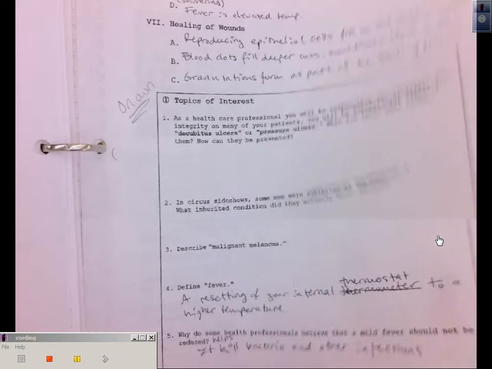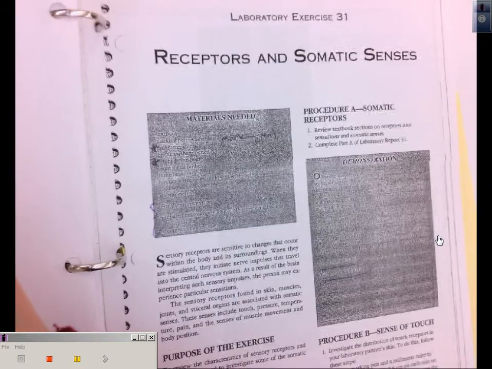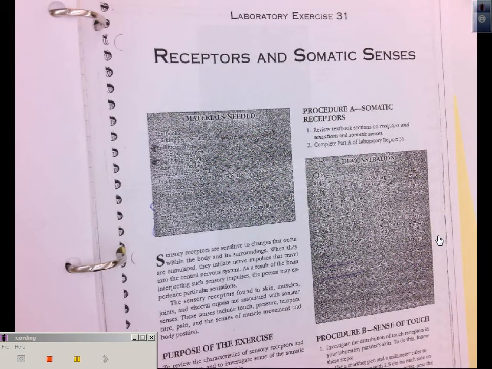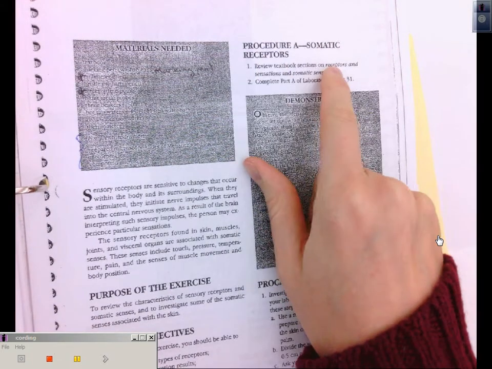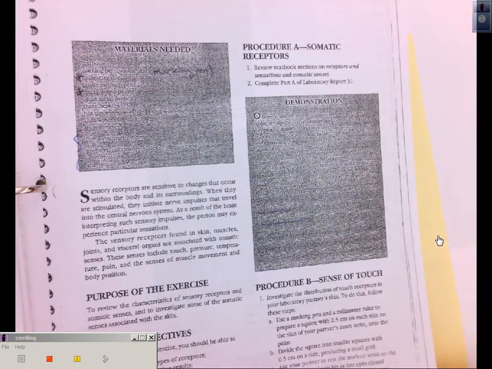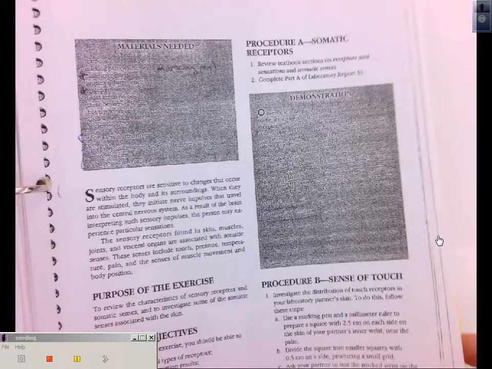Okay, so if we turn our page over, you guys should find that there's a lab here. This is over the receptors and somatic senses. All of these materials right here, really hard to read, I already have them all set up on our table. I'll go through that in just a second. But before we do that, what I want you to work on first, before you start the lab and get into partners and all that good stuff, is procedure A. So we're going to turn our pages a couple over. We're going to get through the directions of the lab first.